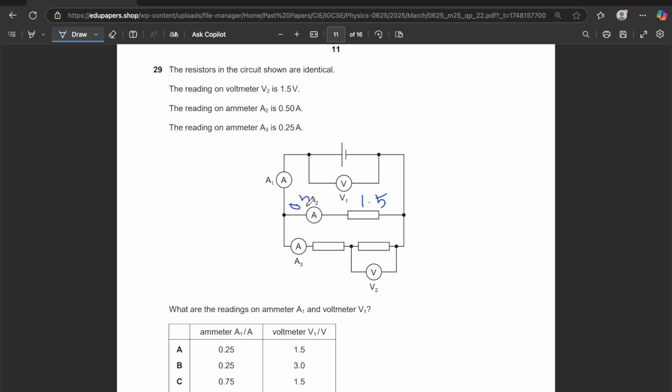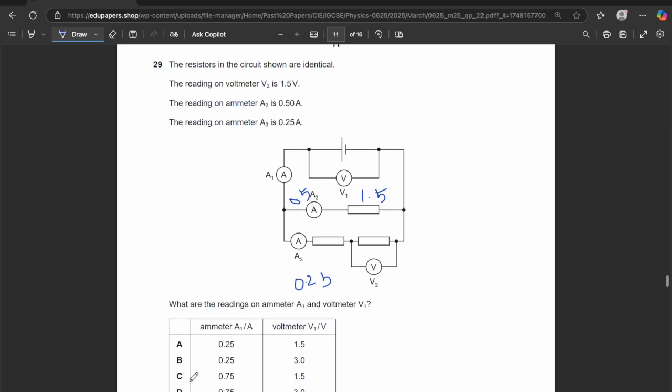And then A3 is 0.25. Alright, so what are the readings on A1 and V1? The ammeter is in the main part, right? These are parallel branches, so we can add these two to get A1. So it will be either C or D.